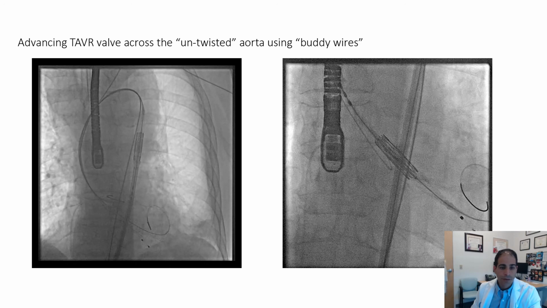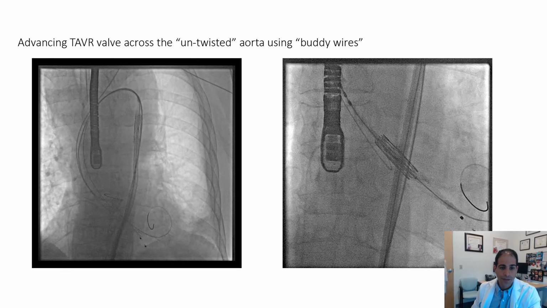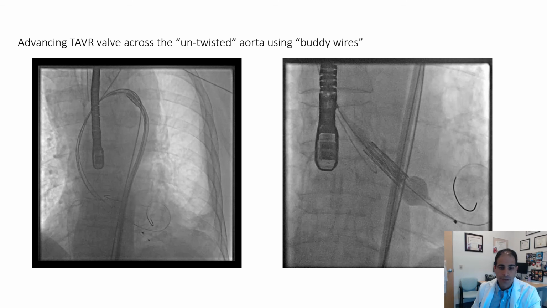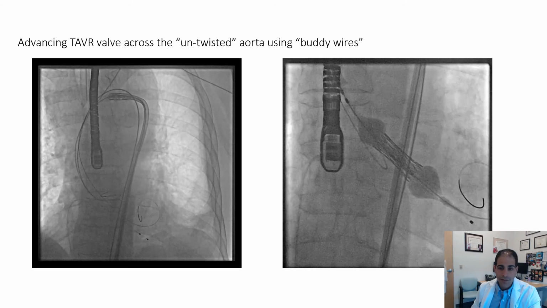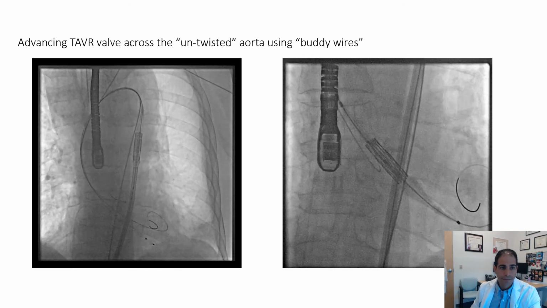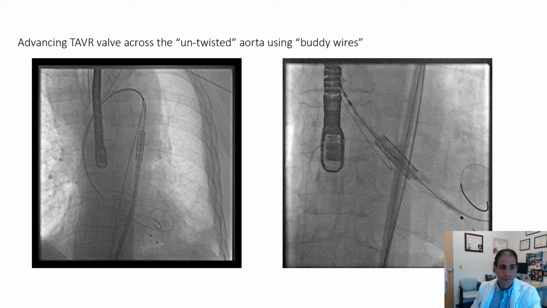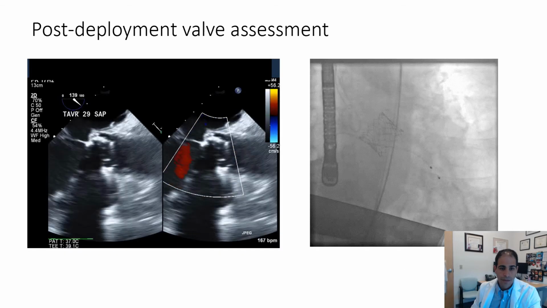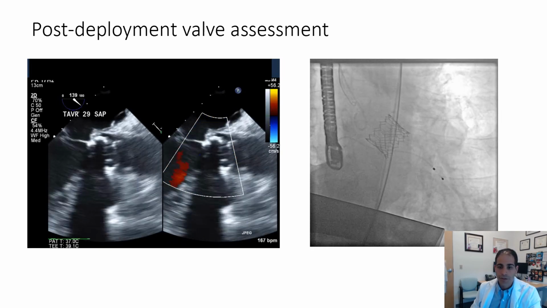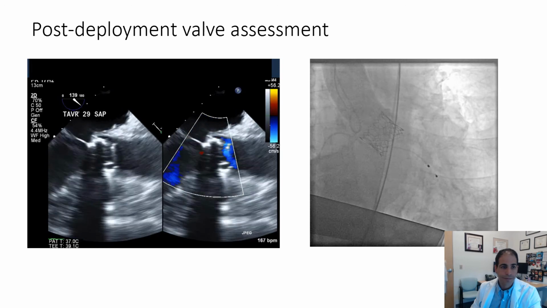After a successful balloon aortic valvuloplasty, we introduced the 29 mm S3 valve on the Edwards delivery system and navigated through the segment of tortuosity. We were able to cross the aortic annulus using a system of buddy wires, and then we were able to successfully deploy the valve. The screen on the left shows the TEE demonstrating no paravalvular leak, and the screen on the right demonstrates good position of the valve.